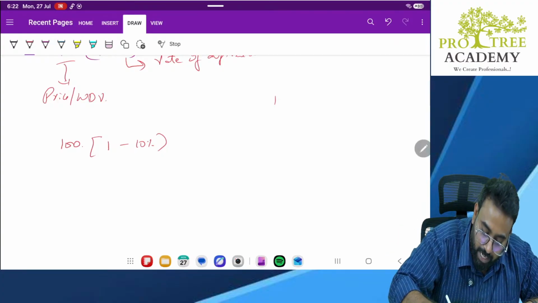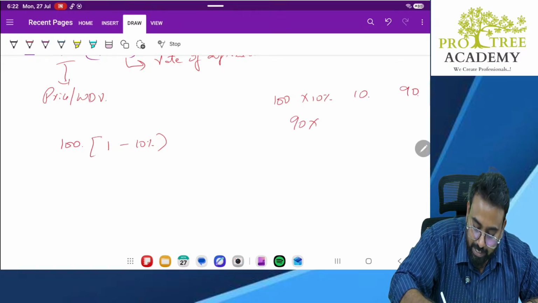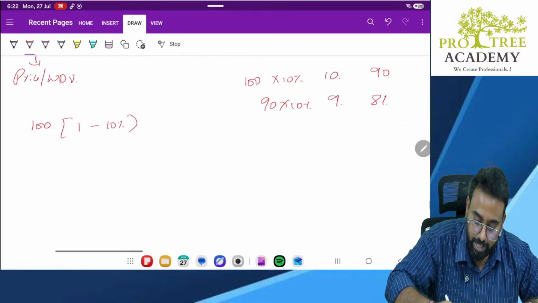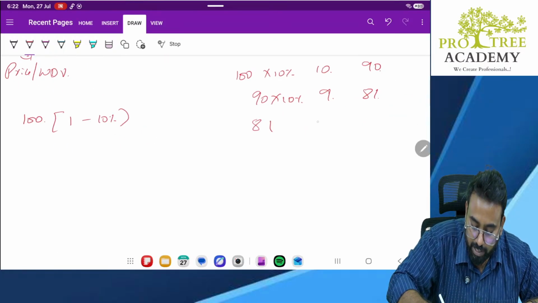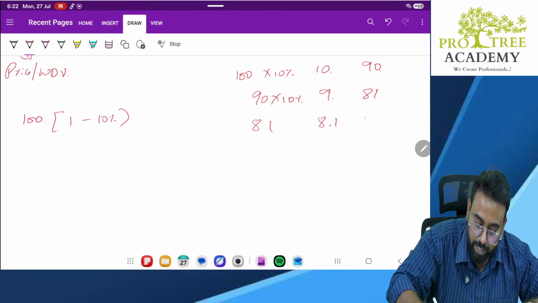Sir, what I will do is 100 into 10%, so depreciation will be 10, and WDV will be 90. Next year, 90 into 10%, depreciation is 9, WDV 81. Next year, 81, depreciation will be 8.1. Correct? Next, what will be the WDV?